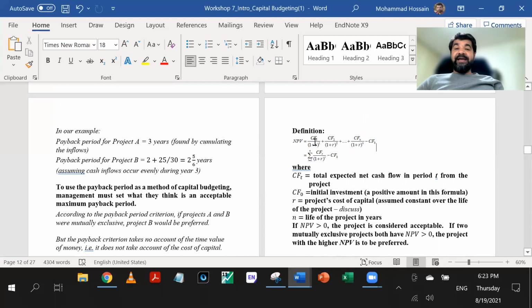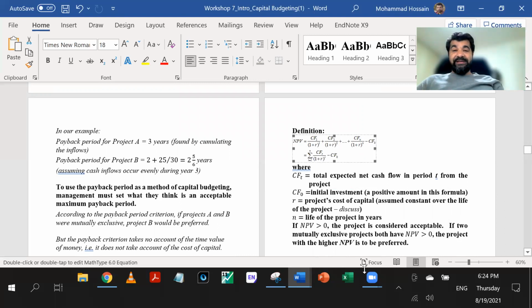So first of all, you calculate all the cash flows and you see the present value. From the formula, we're calculating the present values of all the cash flows. Cash flow divided by 1 plus R to the power 1, the present value factor. Then you get the present value of all your cash flows. After that, you subtract the initial investment, CF0, the cash flow that has gone out.